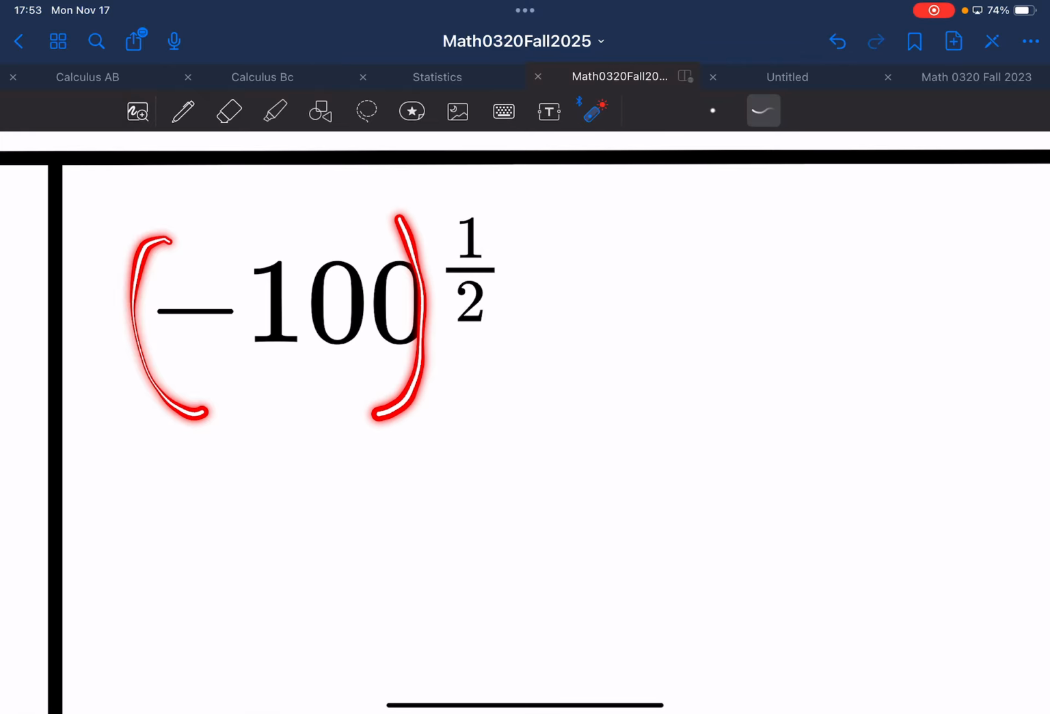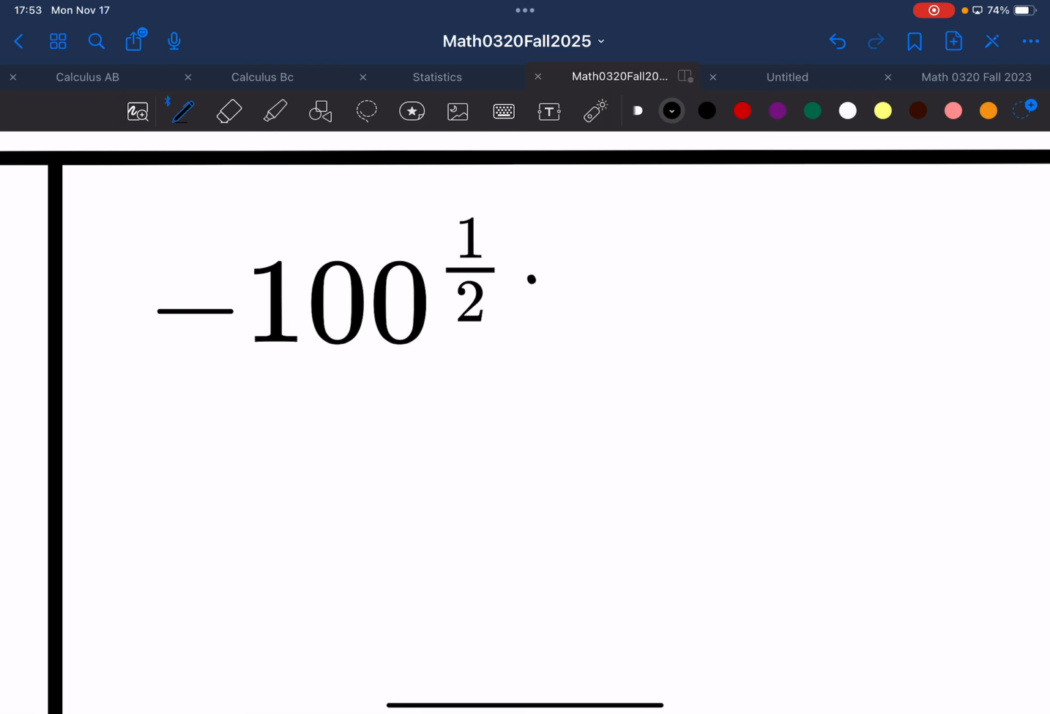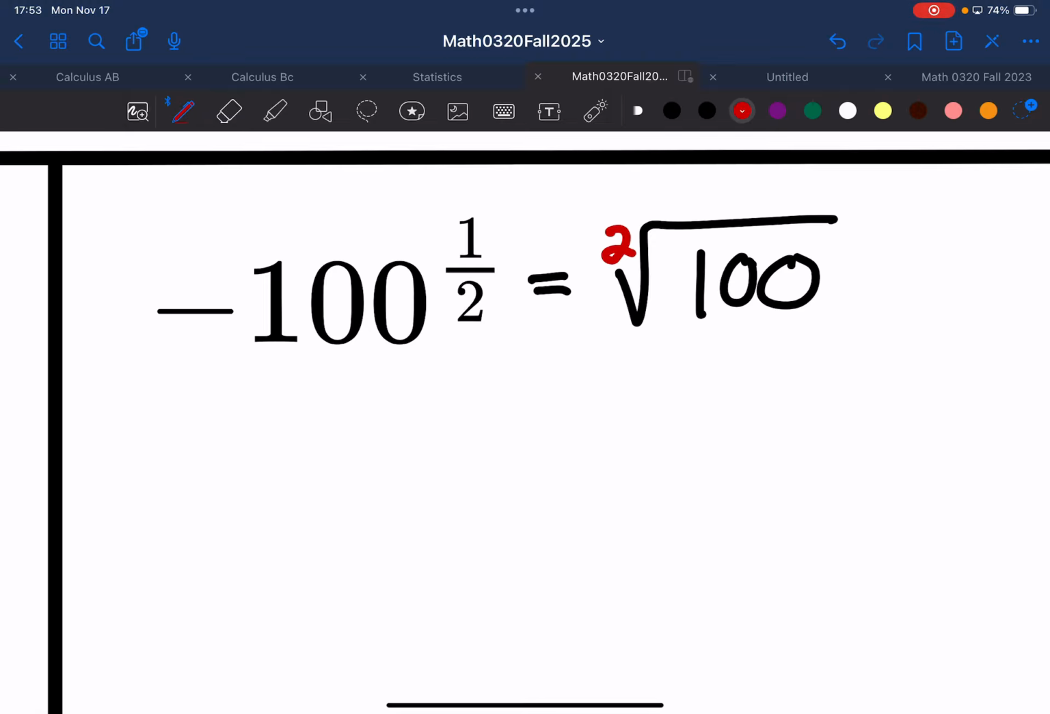The parentheses tell us the negative comes with us. Without any parentheses, it's only attached to the 100, which is good because this turns into the square root of 100. Because if we have 1/2, that means square root, and we don't have to write a 2 here. You can, I won't mark it wrong, but it's best habit that for square root, you just don't write that 2. And so then we can solve this.